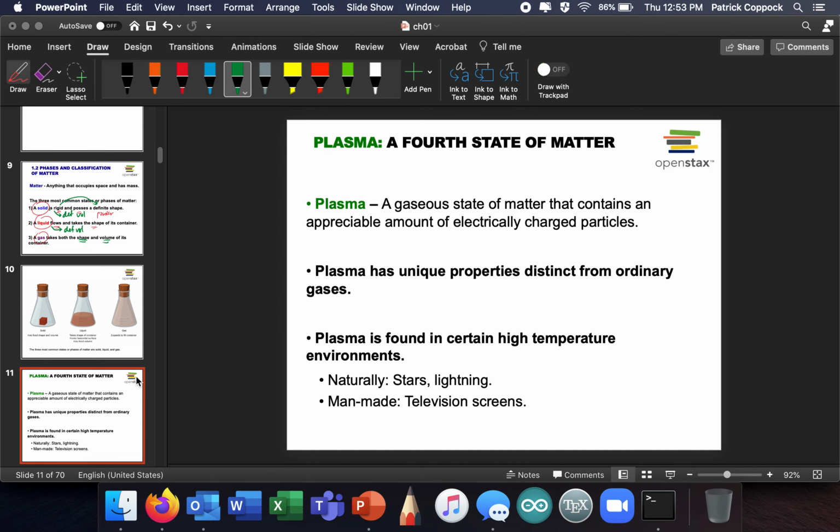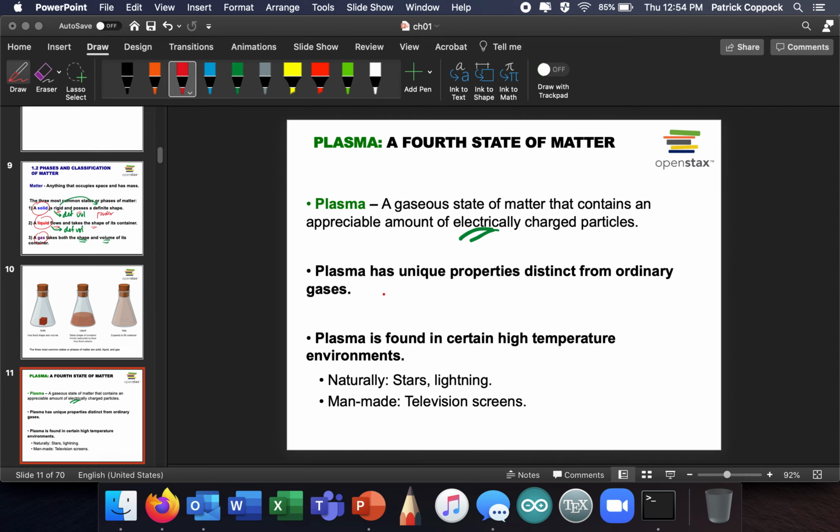All right? So there's a fourth kind of matter, which we don't talk about a whole lot, and I think the author of this textbook puts it in here simply because it's interesting, right? So plasma is a gaseous state of matter that contains an appreciable amount of electrically charged particles. In other words, it's a mess. That's what that means, all right? So plasma has unique properties distinct from ordinary gases, and they are found in stars, lightning, and TV screens.